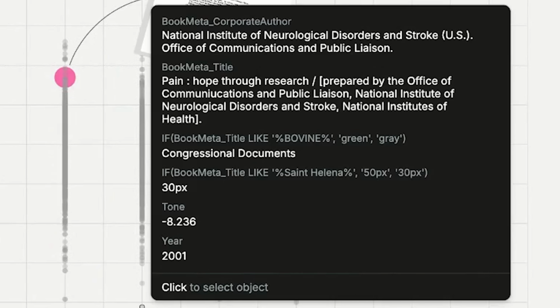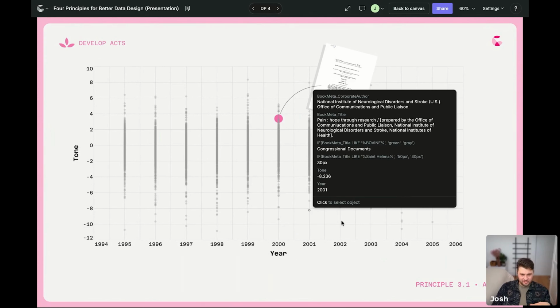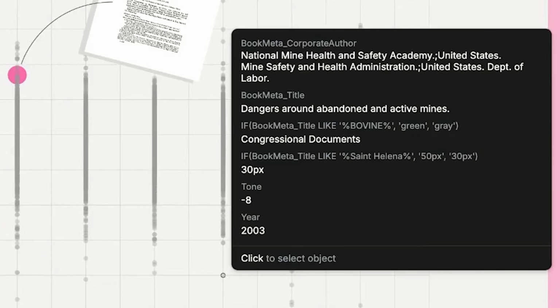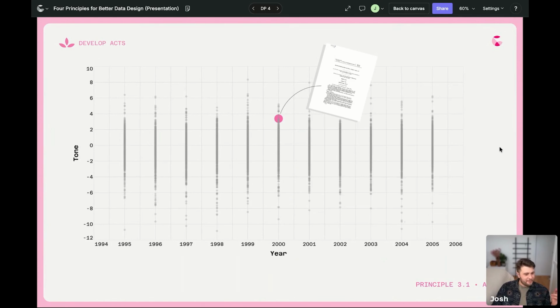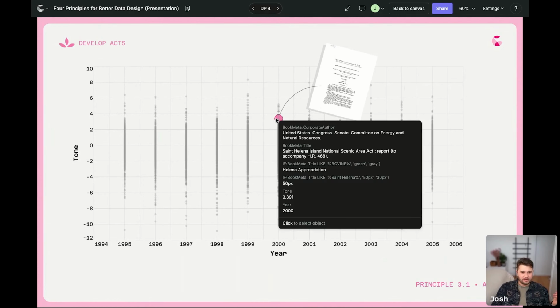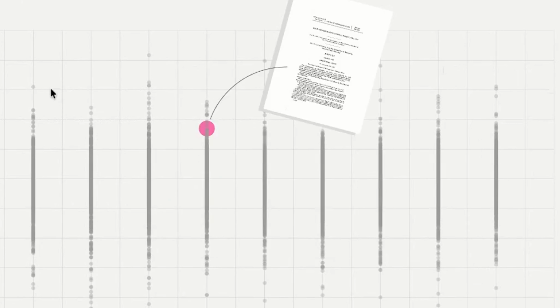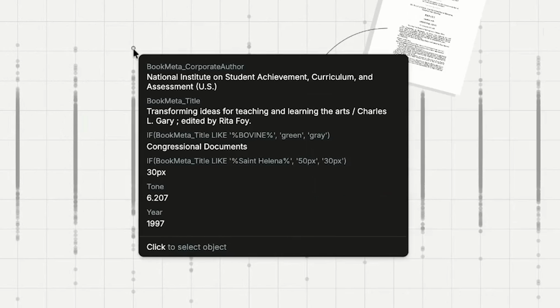Pain is the first word of the name of it. Granted, sentiment analysis is going to be for the entirety of the document, so we're just looking at the title right now, but versus, our lovely Helena documentation is up here towards the top, along with a blueprint for your success. Sure. Transforming ideas for teaching and learning the arts.